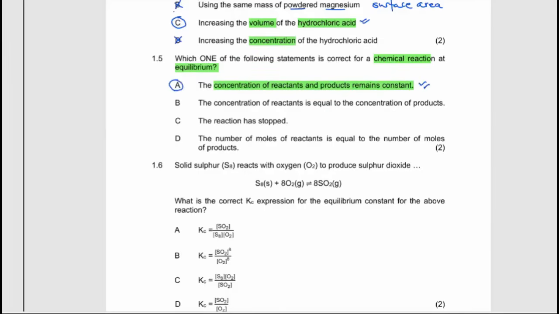To go through option B, the concentration of the reactants is equal to the concentration of the product. This is also incorrect. Then the reaction is stopped. No, it hasn't stopped. Then option D is the number of moles of reactants is equal to the number of moles of the product, which is also incorrect. Therefore, the only correct answer there is option A.